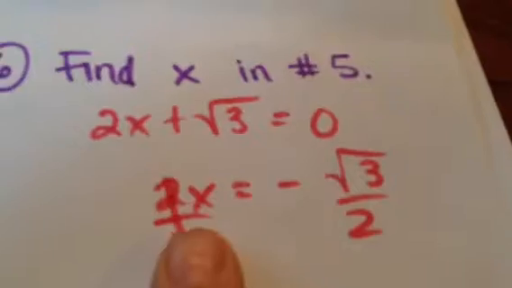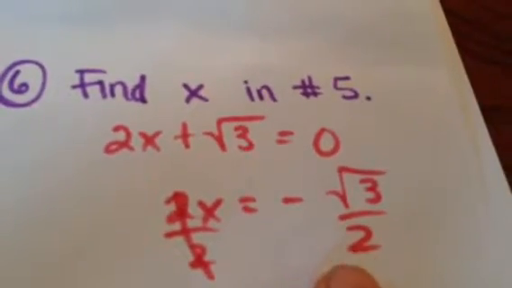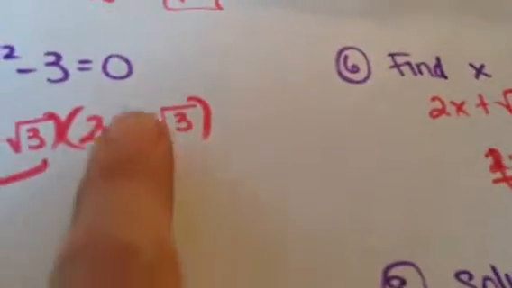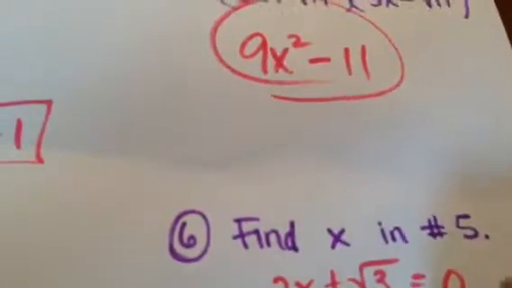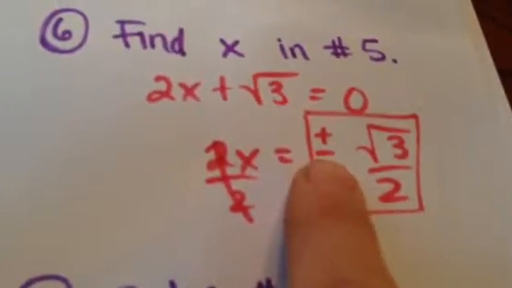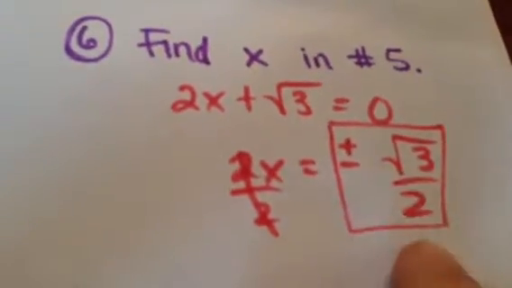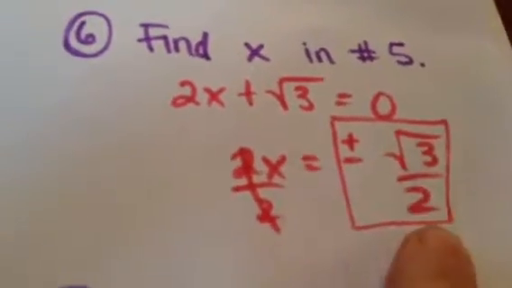So you can see x is going to be negative square root of 3 over 2. Obviously, when you solve the other one, you're going to get positive square root of 3 over 2. So I'm just going to be lazy and write my answer like this. You're going to get two answers, plus or minus, because one time it'll be positive square root of 3 over 2, and the other time you'd get negative square root of 3 over 2.